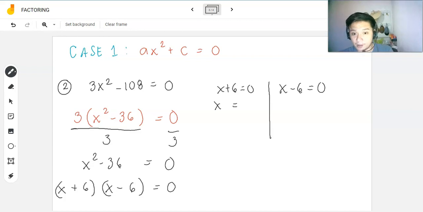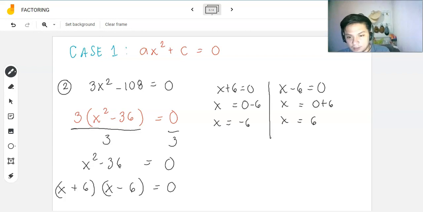Okay? So, ako naman, detalyado na lang, okay, para nakikita niyo yung step-by-step procedure. So, what we do is transpose positive 6, so magiging 0 minus 6 yung ating right-hand side ng equation. This means x is equal to negative 6. Sa kabila naman, we have x equals 0 plus 6, and therefore, x equals positive 6. So, we have x sub 1 equals negative 6, and x sub 2 equals 6. So, these are the two roots of this given quadratic equation.